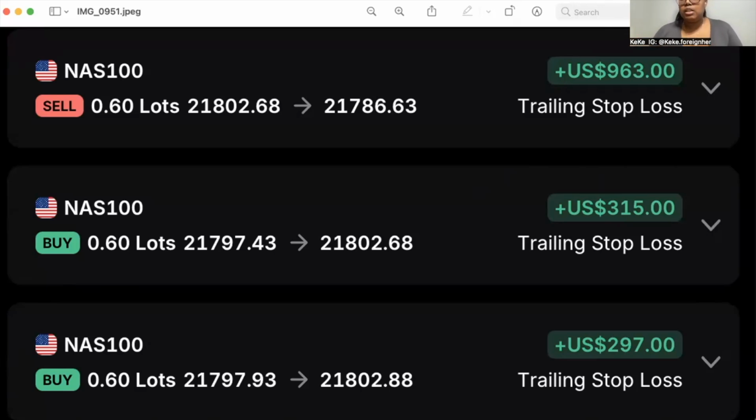Don't forget you have an objective for the day, whether it's 200, 500, $1,000. If you see you're halfway there or almost there, close out the trade. There's always going to be another opportunity. There's always going to be another time to make money.